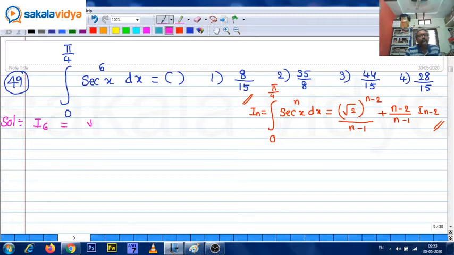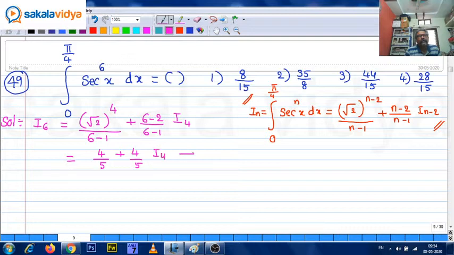I6 equals to root 2 power 6 minus 2, 4 upon 6 minus 1, plus 6 minus 2 upon 6 minus 1 into I4. I4 we will be having. This will be root 2 power 4, that means 2 square, 4 upon 5, plus 4 upon 5 I4. Say equation 1. Let us find out I4 now.